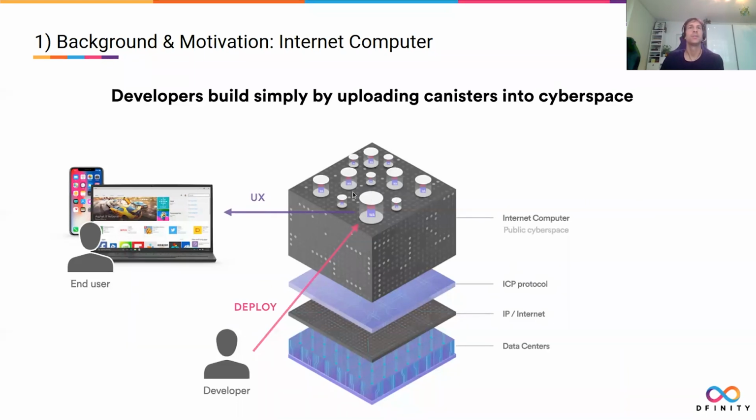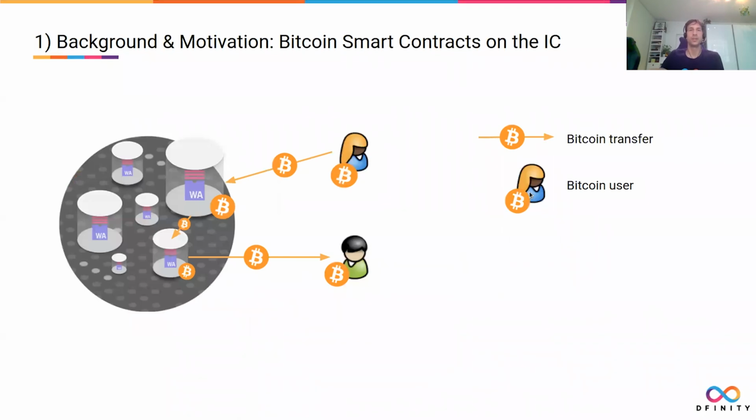Okay, so we have these so-called canisters that can run arbitrary smart contract logic. And how do we combine that now with Bitcoin? Well, if we have canisters that can hold Bitcoin, which means that every replica running the canister code together shares a Bitcoin address, then as a user, I can send Bitcoin also to a canister, right? And the canister has logic in it. The smart contract logic essentially defines a Bitcoin smart contract.